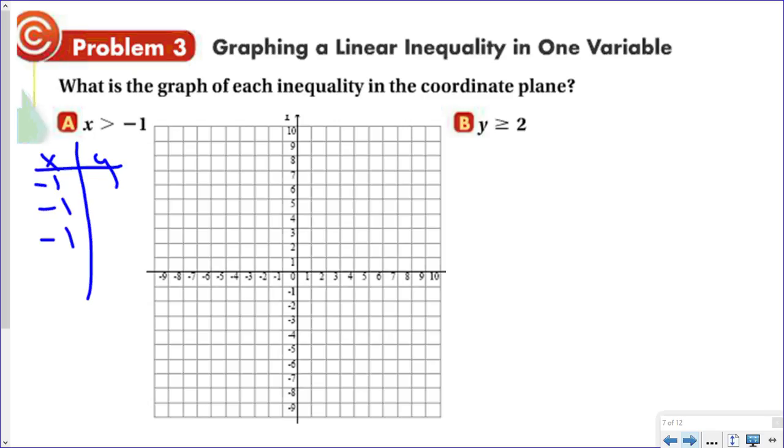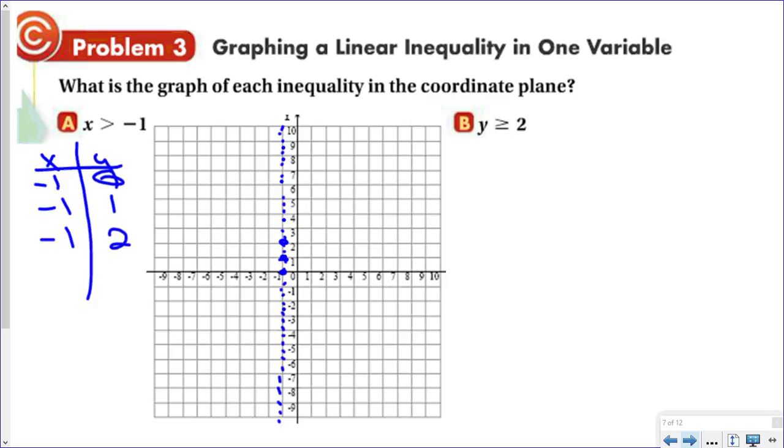Easy numbers to plot are 0, 1, and 2. So we'll plot these coordinates going to the left one, up and down 0, and left one, up 1, left one, up 2. This is a vertical line, and it's dotted because it is just greater than.